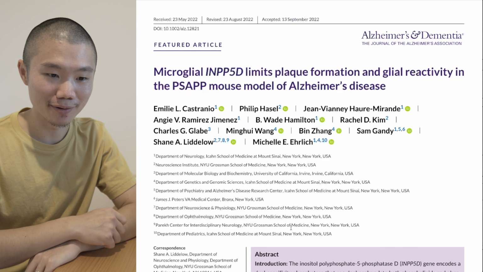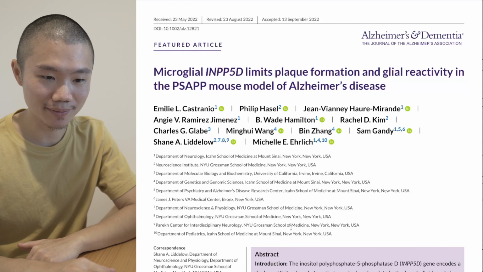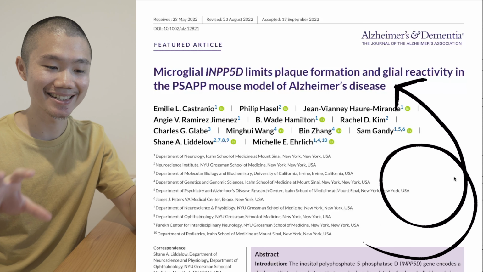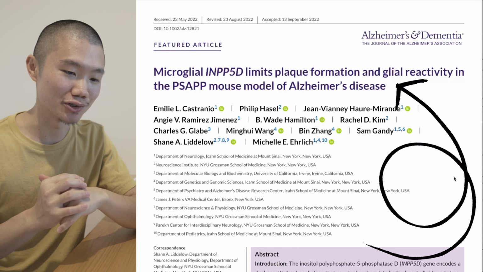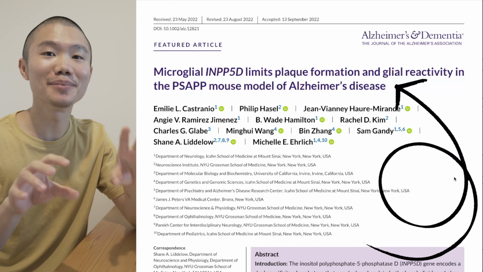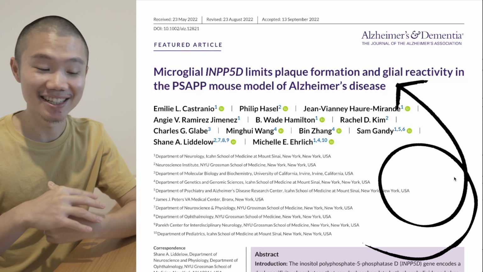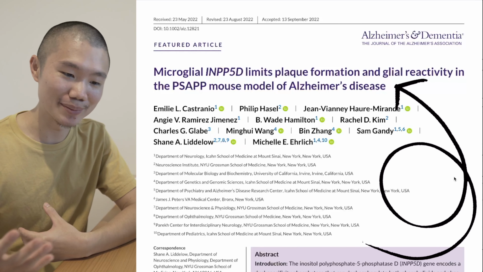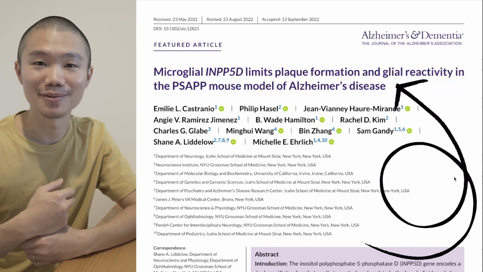Here we see a paper from the journal called Alzheimer's and Dementia. And the first part will be the title of the paper itself. This is a 1-sentence summary overview of the entire journal article. It's probably the most important sentence in the entire 20-page, 30-page, or 50-page research article.